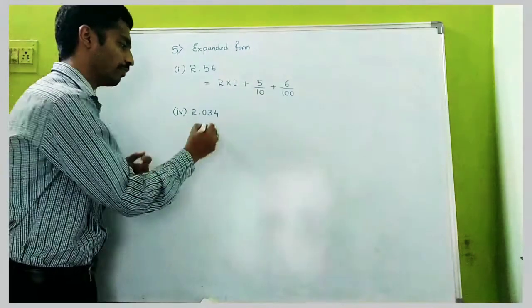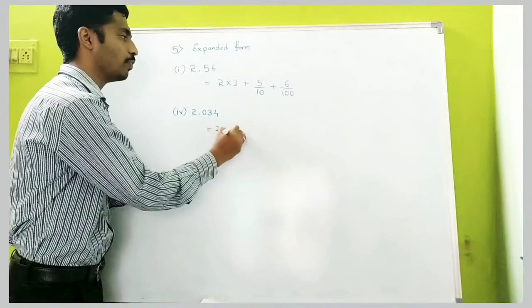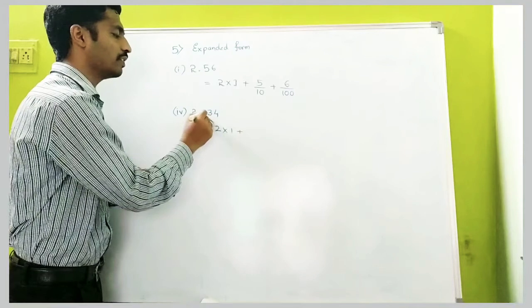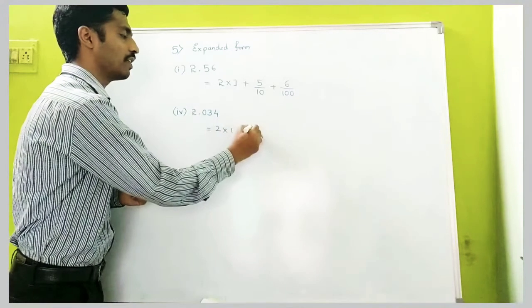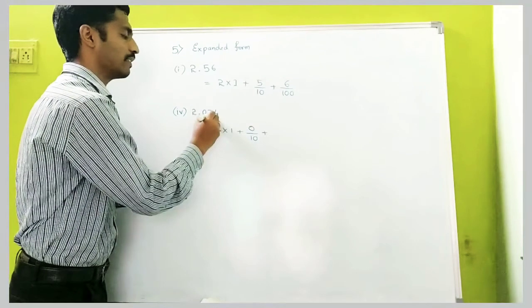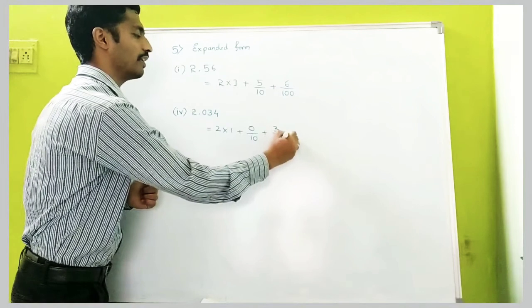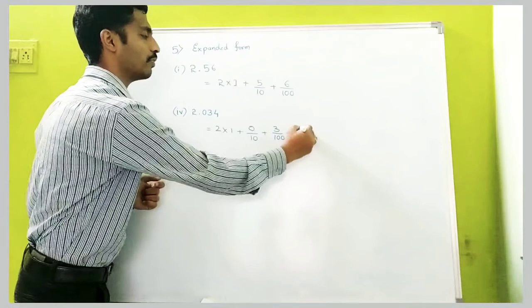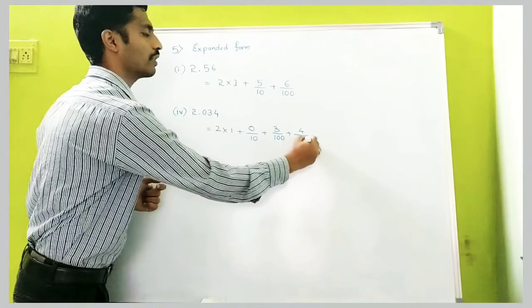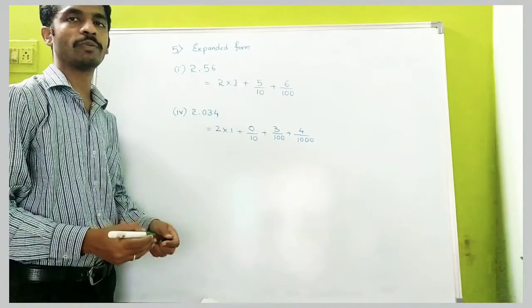So like this here also. 2 is there, so it is in ones place, so 2 into 1 plus, after the point 0 is in the tens place, means 0 by 10 plus, next 3 is in the 100 place, it will be 3 by 100. So 4 is in thousands place, it will be 4 by 1000. So like this you have to do the other two problems as your practice.